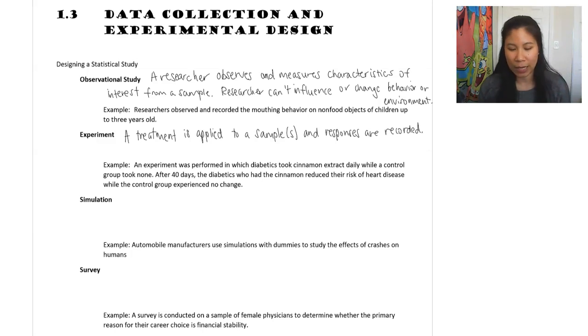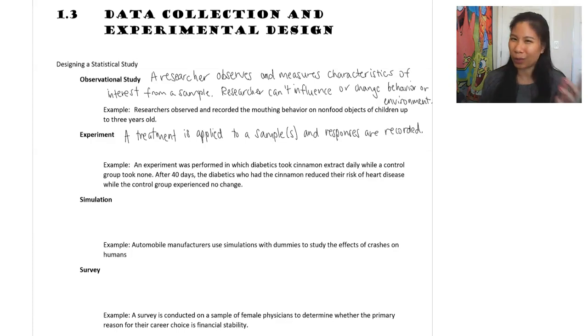So for my example, I said an experiment was performed in which diabetics took cinnamon extract daily, while a control group took none. After 40 days, the diabetics who had the cinnamon reduced their risk of heart disease, while the control group experienced no change. Okay, so in this example, the researcher is the one that's influencing these people by telling them or separating them first into 2 groups. So there's a control group.